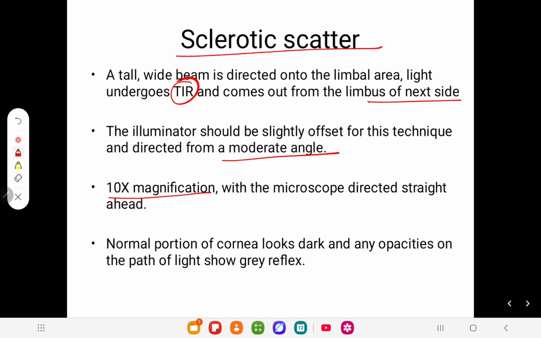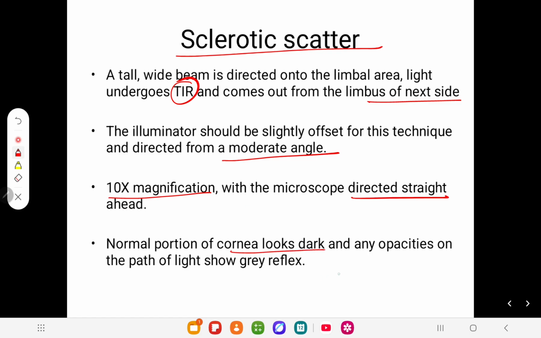So 10x magnification is used, and the microscope is directly straight ahead. My microscope is not moving from straight ahead, and we throw the light from a little bit, not tangentially, but yes, a little bit off center. A normal portion of the cornea looks dark. Why?